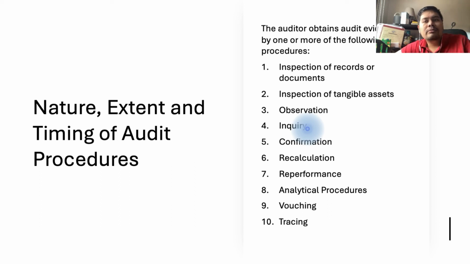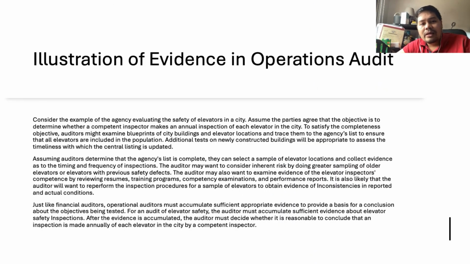Your vouching would be coming from checking the final document going back to the original document. Now, if you're checking the original document going to the final document, that is what they call tracing. Okay, so that is also an audit procedure. So I've mentioned here 10 audit procedures and some of the explanation. I think you are also familiar with this one, no? As I've mentioned earlier.